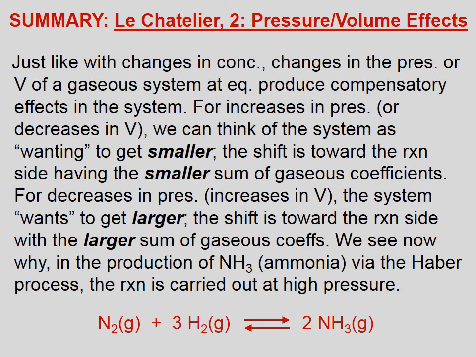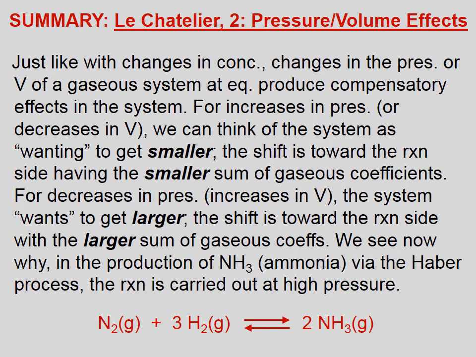Let's summarize. Just like changes with concentration, changes in the pressure or volume of a gaseous system at equilibrium produce compensatory effects in the system. For increases in pressure or decreases in volume, we can think of the system as wanting to get smaller. The shift is toward the reaction side having the smaller sum of gaseous coefficients. For decreases in pressure, or increases in volume, the system wants to get larger. The shift is toward the reaction side with the larger sum of gaseous coefficients.